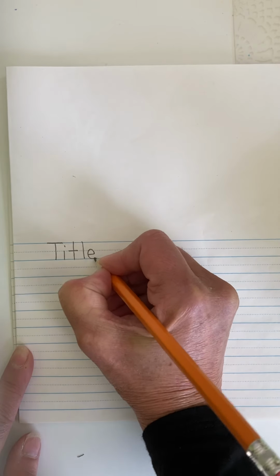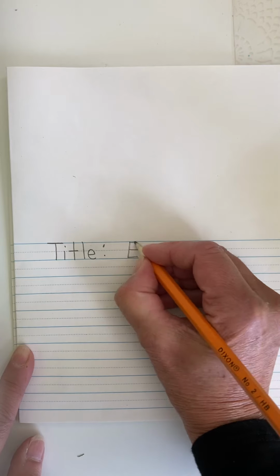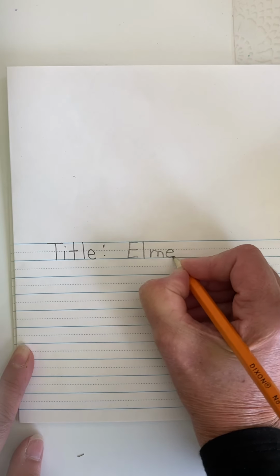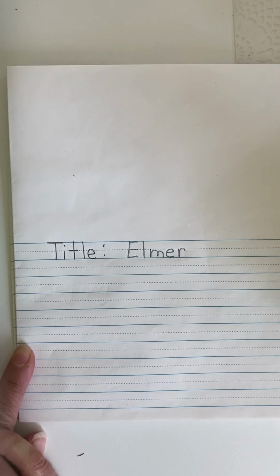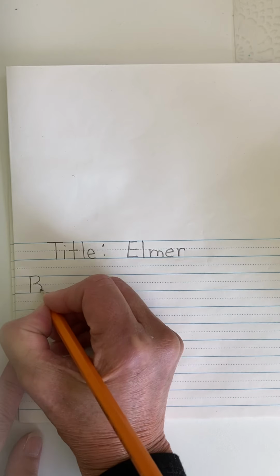T-I-T-L-E. I'm going to put 2 little dots. So what was the title of the story? It was Elmer. So you're going to print Elmer. That's a nice, short, simple title. Elmer. There you go. All right, now we're going to think about the beginning of the story.